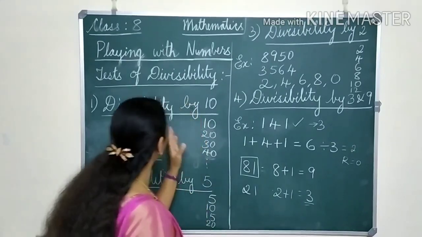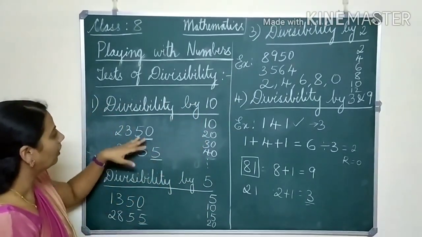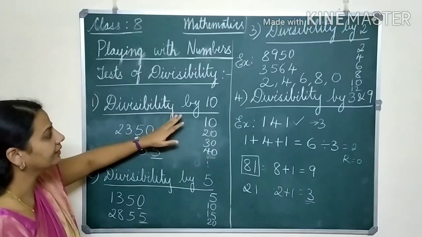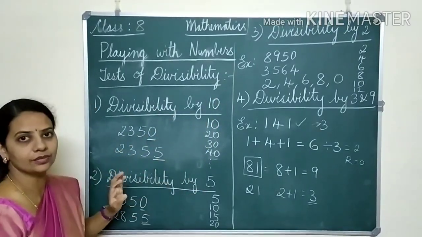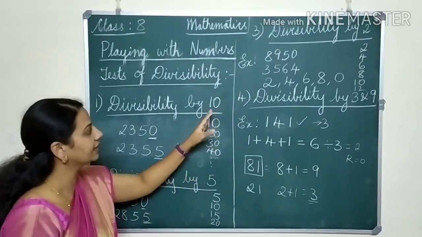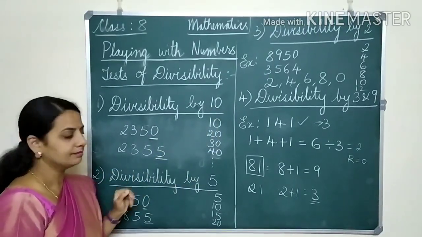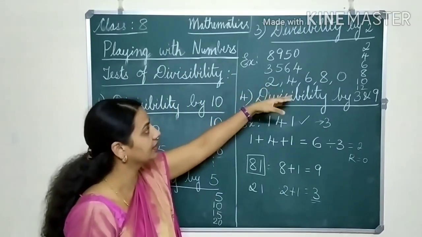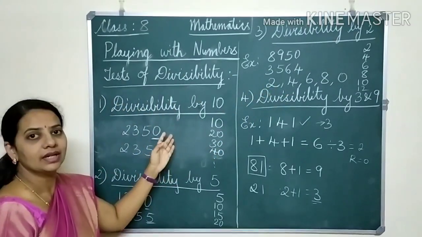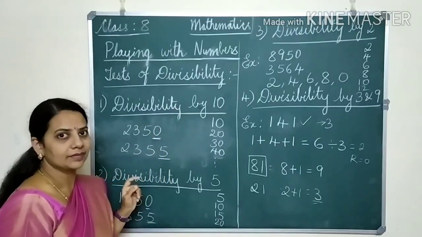Understood? The same way here also, all the numbers which are divisible by 10 will be divisible by 2 and 5 also, because 2 and 5 are factors of 10. But the other way around is not true. Whichever numbers are divisible by 2 may not be divisible by 10. Understood?